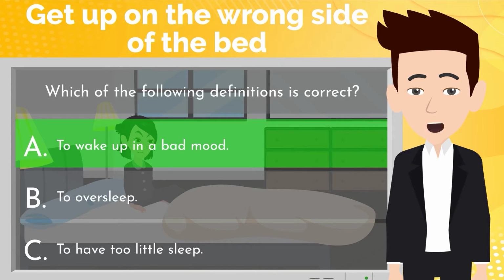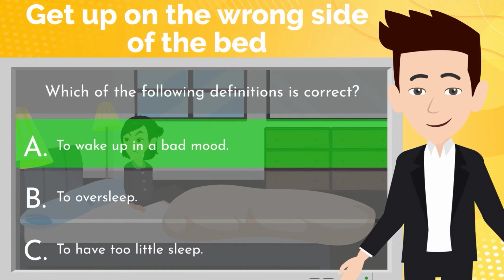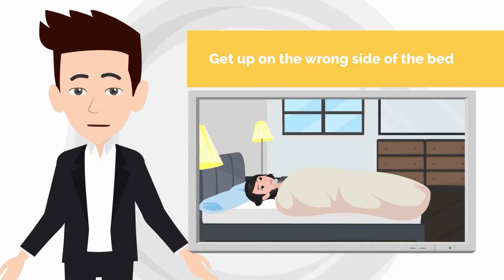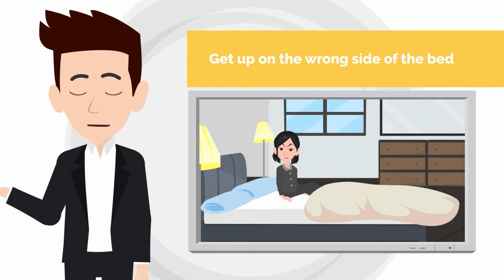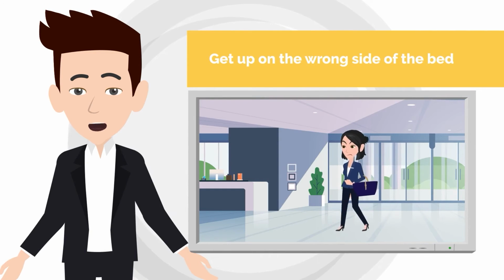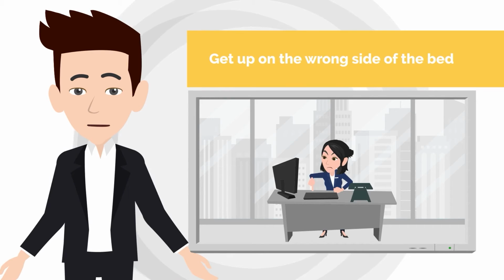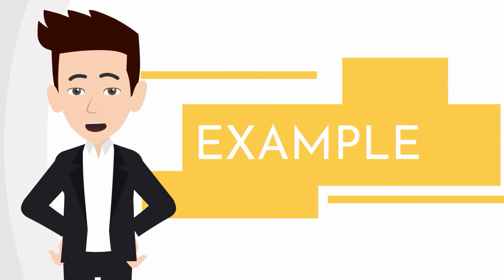The correct answer is A, to wake up in a bad mood. The idiom, get up on the wrong side of bed, is used to indicate that someone is in an irritable, bad mood for no apparent reason, and often suggests that it is not normal for them to be in such a mood. Here's an example.